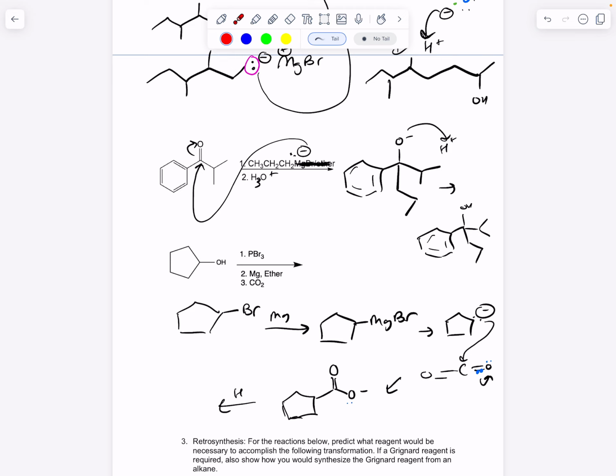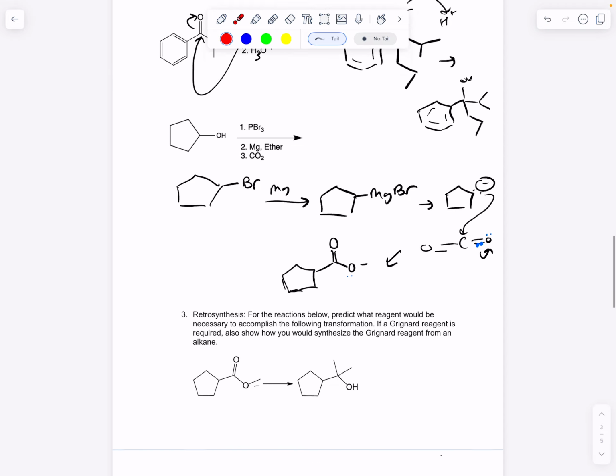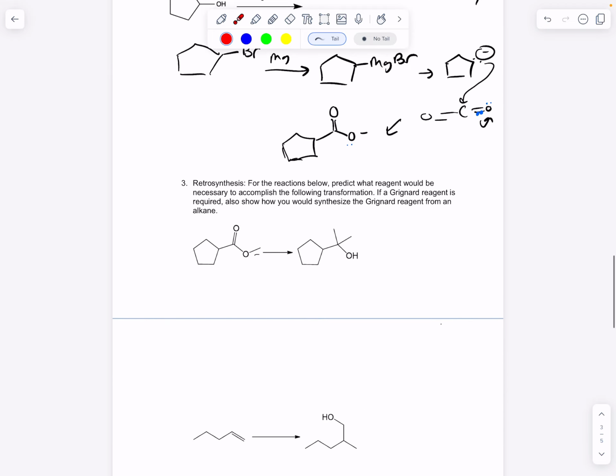There's no acid, actually, so technically it would stop right here. But if we did have a step where we added acid, then it would become a carboxylic acid. But we don't have that step, so it's fine. Okay, so this type of question is retrosynthesis. And with retrosynthesis, you should know the forward reaction really well to be able to get the backwards reaction. So you have to think about what changed here, and then how could I recreate that change?